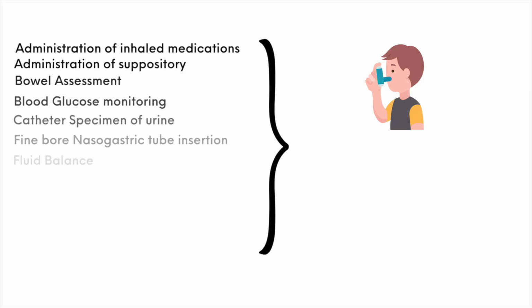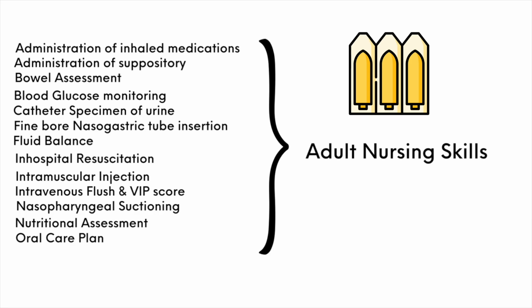Another 4 out of those 10 stations will be assessing you on how well you can carry out clinical skills. Depending on what specialty, the clinical skills also vary. If you are an adult nurse, most likely these are the possible clinical skills that might come up. You might be asked to administer inhaled medication, administration of suppository, blood glucose monitoring.